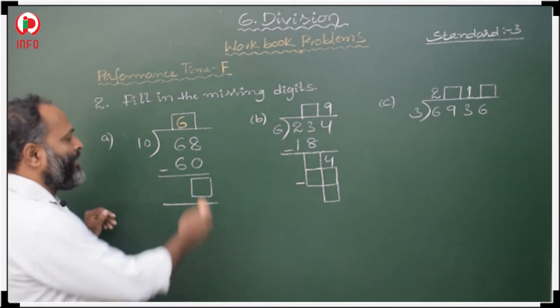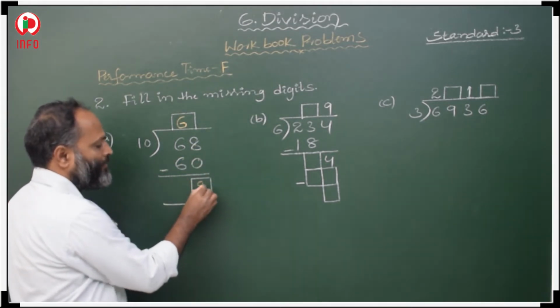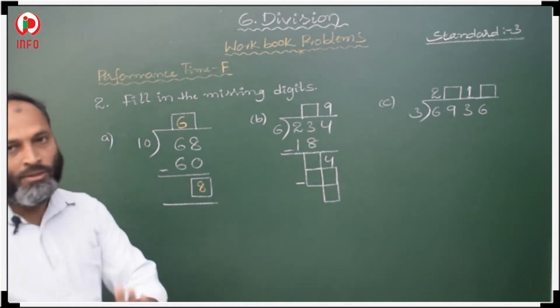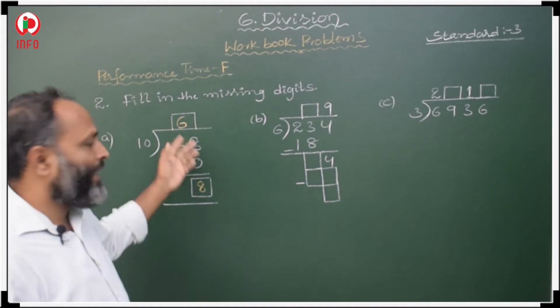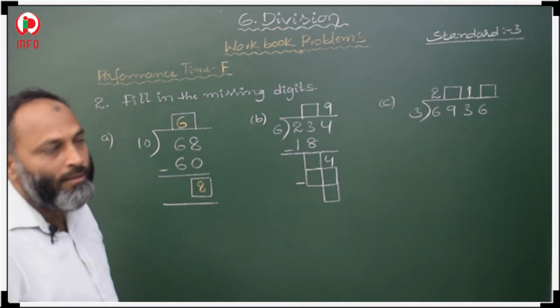Then what is our remainder? 8 minus 0 is 8. 6 minus 6 is 0, no need to take that 0. Okay. So in this way we have to find our missing numbers.